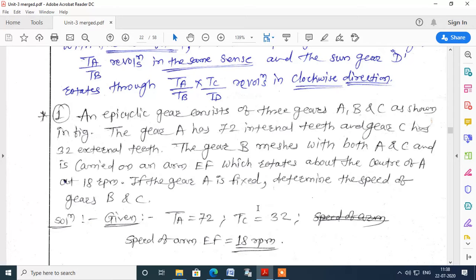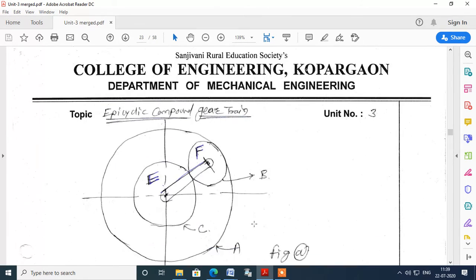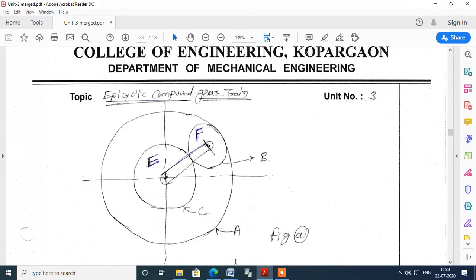Now, numericals are there. We will solve more numericals so that you get the practice and can understand better. So write down this numerical. It is mentioned: an epicyclic gear consists of three gears A, B and C as shown in the figure. Here is the figure: gear A, gear B and gear C, and here centers E and F. This figure you have to draw in your notebook.